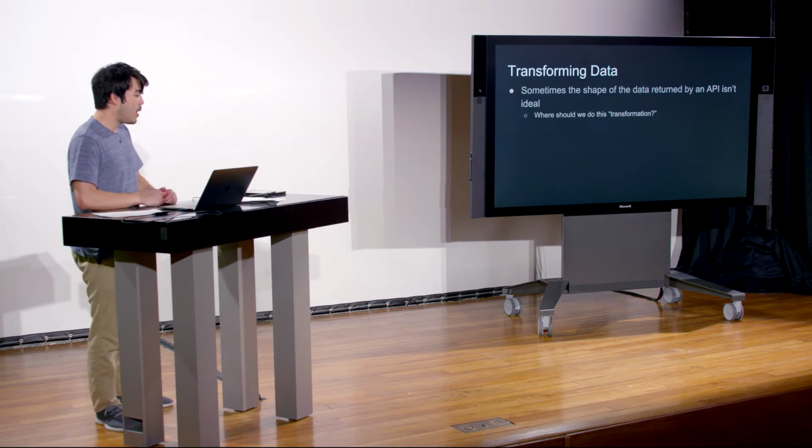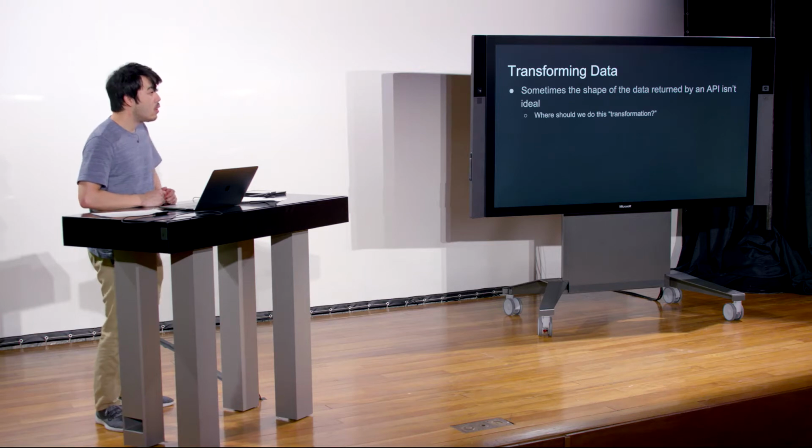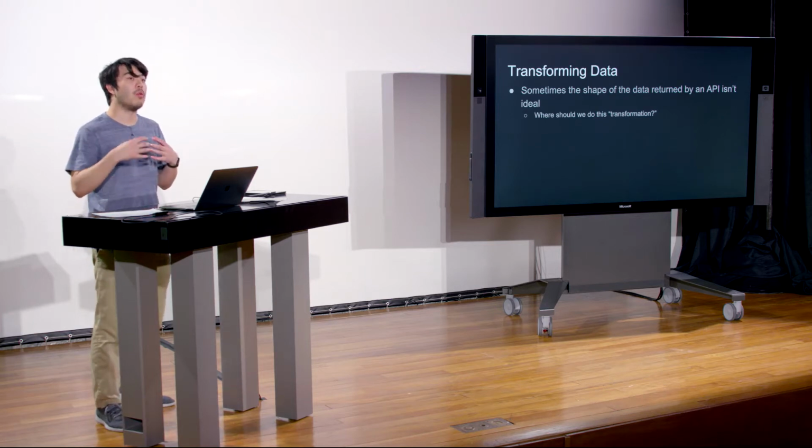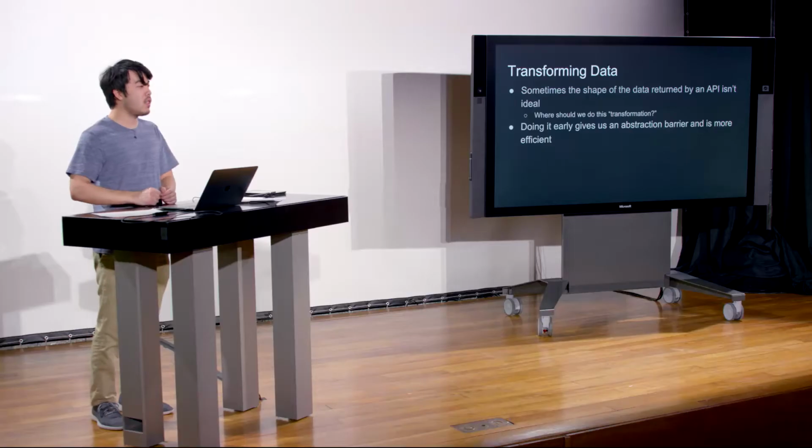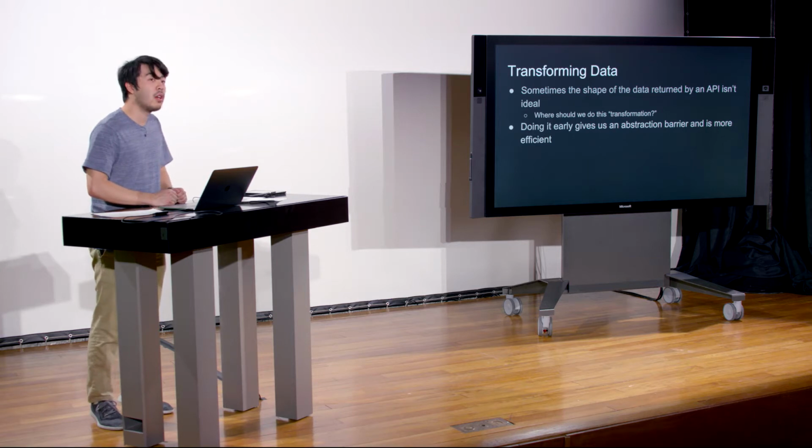And so where might be a better way to do that? What if we did it right when that data came back? That's good in a few ways. One, it's more efficient. We only have to do it once. So as soon as the data comes back, we go ahead and transform the data to make it look like what we want it to look like, and then we're done. Every single time the app re-renders, we already have the data that we want. But it also gives us this thing called an abstraction barrier.